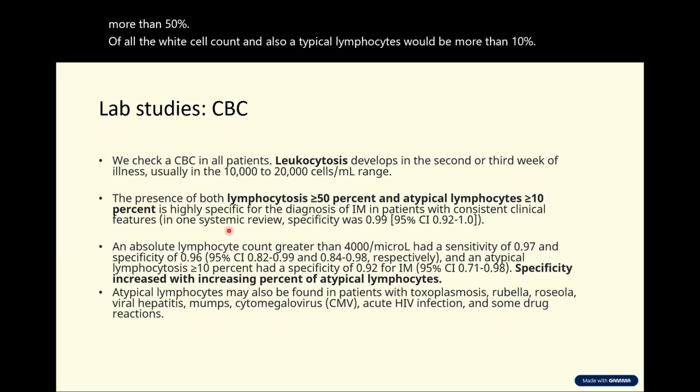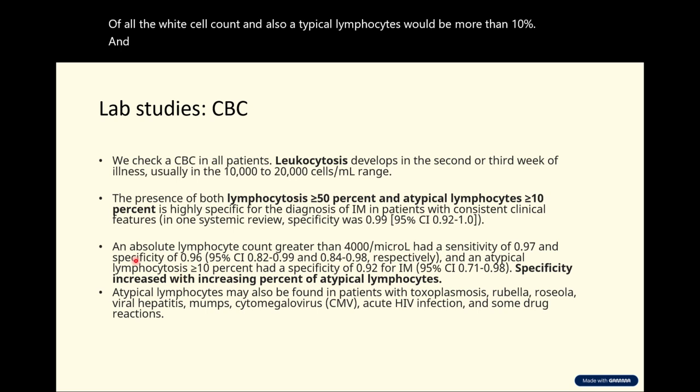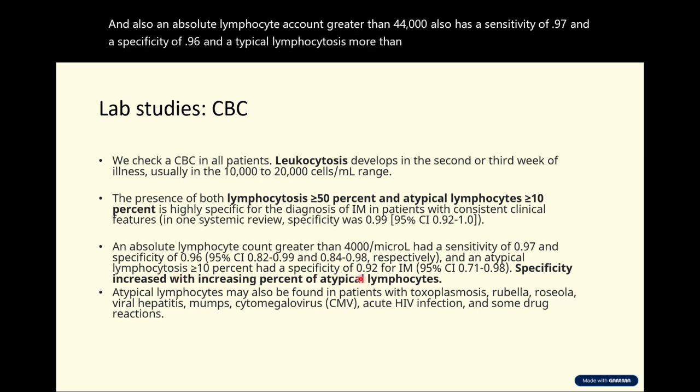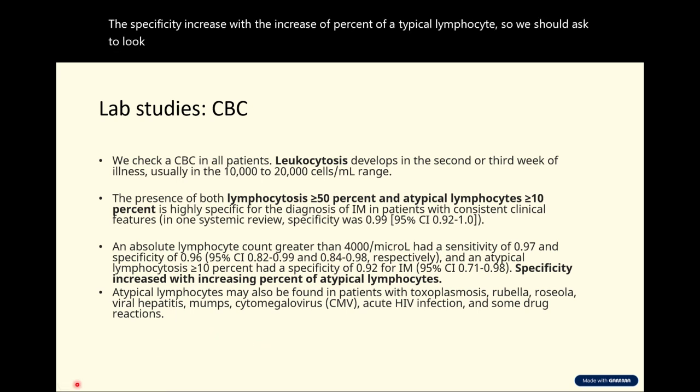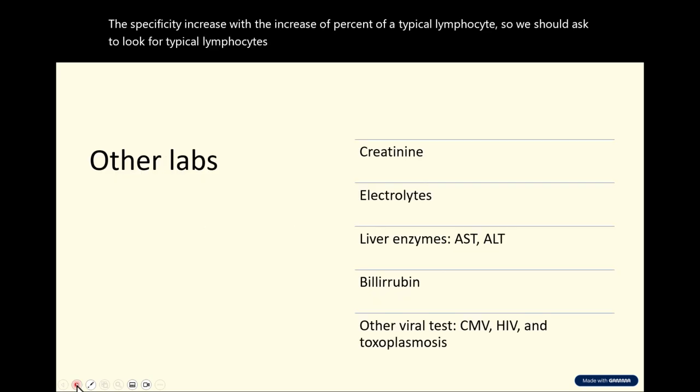And also an absolute lymphocyte count greater than 4,000 has a sensitivity of 0.97 and a specificity of 0.96. And atypical lymphocytosis more than 10% has a specificity of 0.92. The specificity increases with the increase of percent of atypical lymphocytes. So we should ask to look for atypical lymphocytes in infectious mononucleosis.